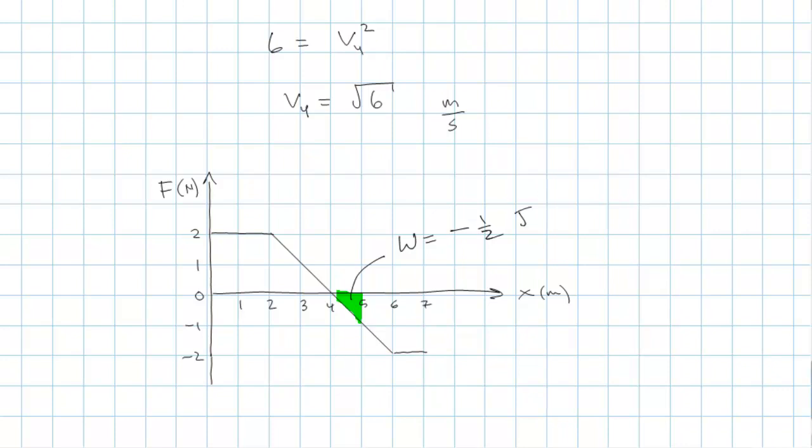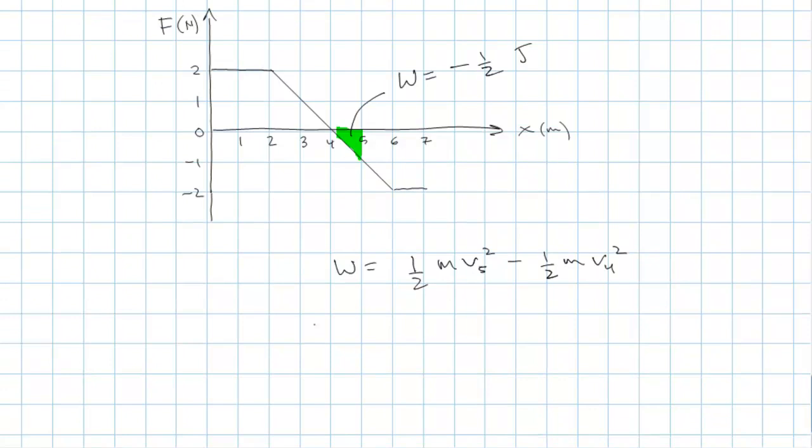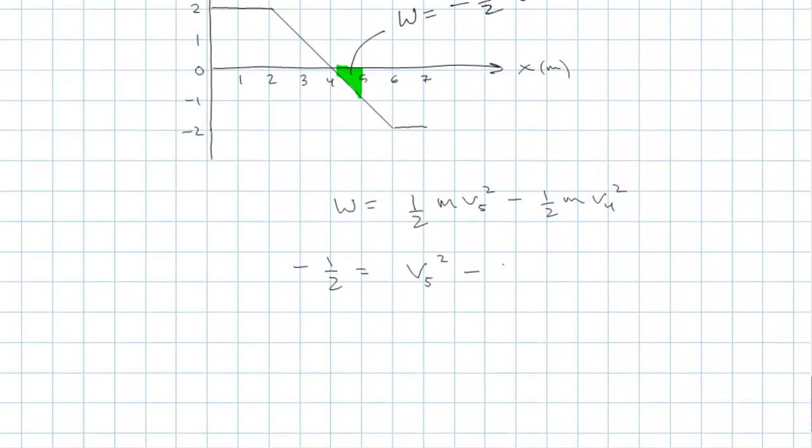So negative 1/2 joule. So the work done is going to be the kinetic energy at 5 minus the kinetic energy at 4, and that's going to be negative 1/2. M is 2, and V4 was the square root of 6, so this is 11/2.